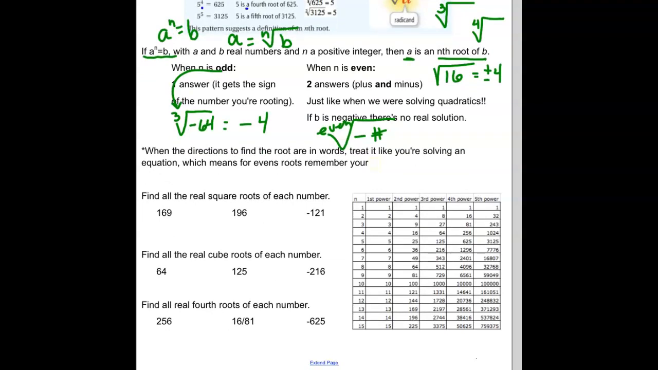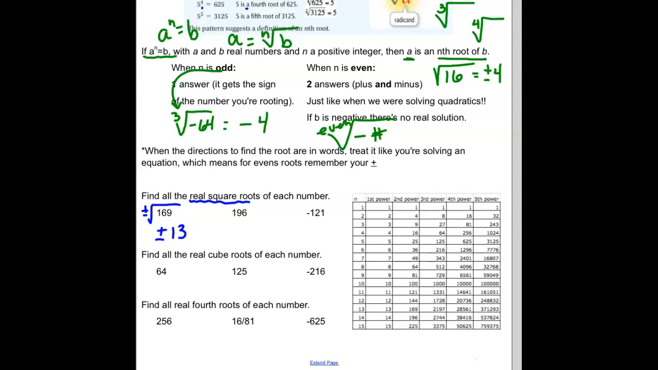When the directions to find the root are in words, we have to treat it like we're solving an equation. That means for even roots, we have to remember our plus minus. So if it's written in words, in other words, it just says find the square root, then we have to assume they want both answers. So for our first one here, find all of the real square roots of each number. There's no square root symbol on there. They're just saying it in words. We have to assume they want both. So we would write plus minus the square root of 169, and the square root of 169 is 13. So we would give an answer of positive and negative 13.